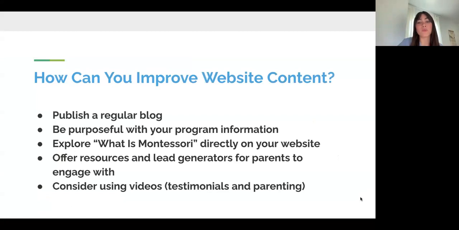How can you improve website content? Publishing a regular blog is an easy way to do this. Be purposeful with your program information. This means don't include too much information, answer the big questions, which is, what is this program? Why is it different or better than others? Why should I want my child to go here? So answer those questions, break it down, and then invite parents for a tour.